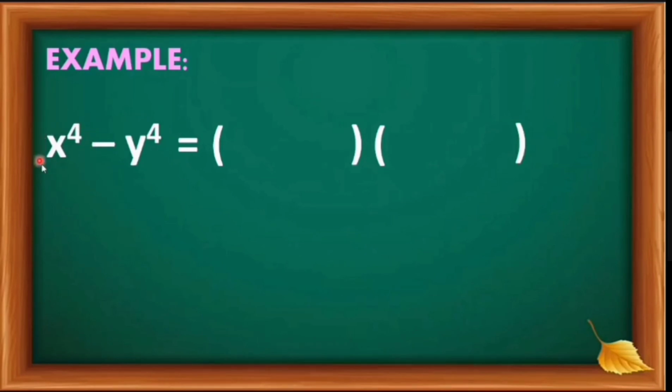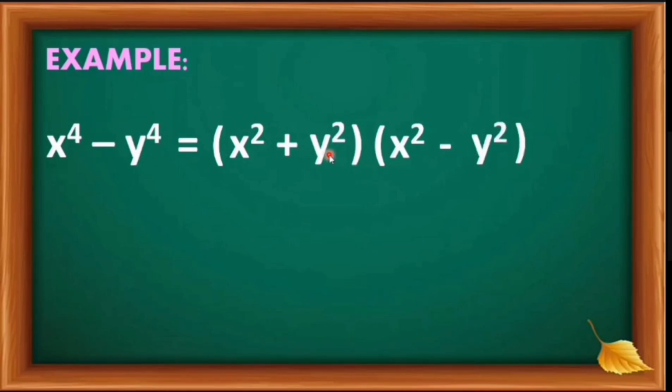And then get the square root of the first term. This is x raised to 4. Anong square root ng x raised to 4? That is x squared. Because x squared times x squared is x raised to 4. And then, since difference of two squares siya, again, sum and difference of two terms, or plus and minus. How about the square root of y raised to 4? That is y squared. Sulat din natin sa kabila, y squared, because y squared times y squared is y raised to 4. So these are the factors of x raised to 4 minus y raised to 4.